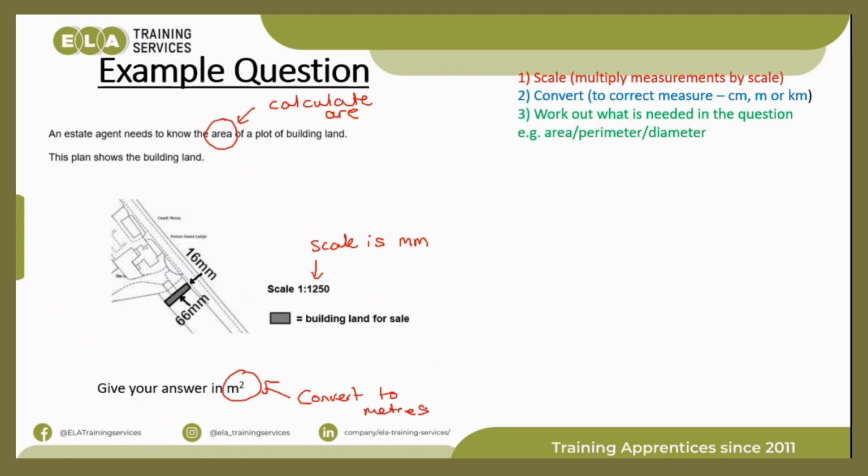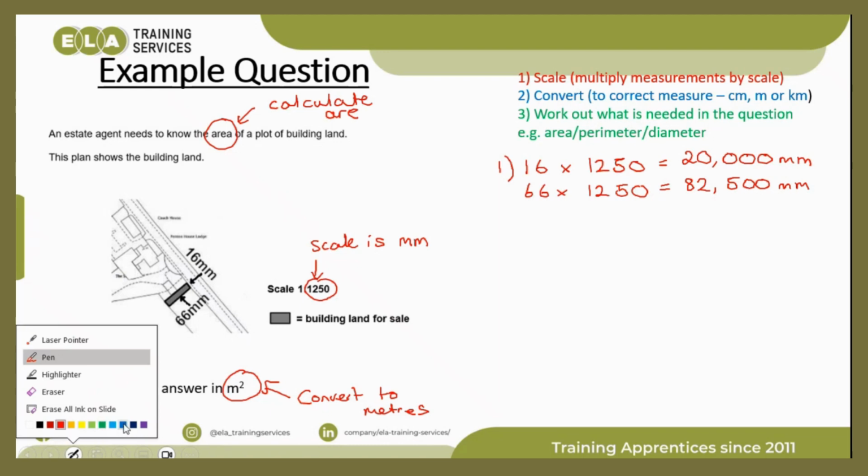Okay, so step 1, we're going to multiply our measurements by the scale. So step 1, our measurements on our picture are 16 and 66. So we're going to do 16 times our second number, which is 1,250. And then we're going to do 66 times 1,250. These would be calculator questions. So we're going to pop them in our calculator and we get 20,000 millimetres. And then 66 times 1,250 is 82,500 millimetres. And that's our first step done.